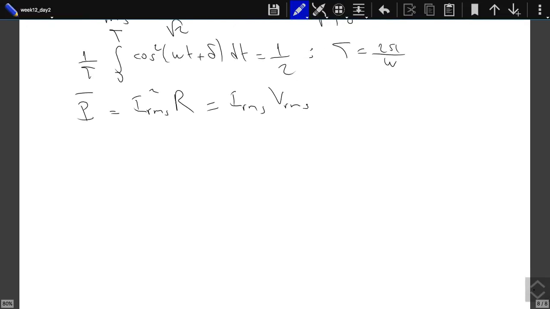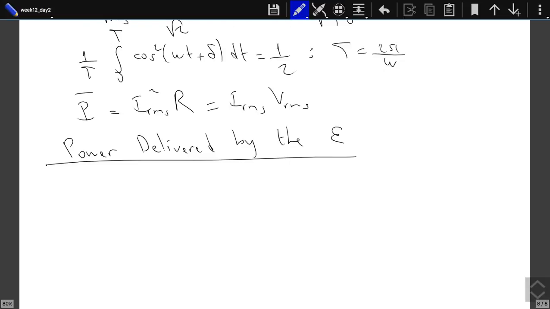Any questions? Now let's look at one more interesting thing, the power delivered by the EMF source. We had defined the power delivered by the EMF source to be I times epsilon. That was the definition of the EMF. The EMF is the energy given per unit charge. So if you have lots of charges passing through your EMF source, you just multiply the EMF by the charge. That gives you the total work done by the EMF source. The power is the work done per unit time, so it will be the EMF multiplied by the charge per unit time, but that charge per unit time is nothing but the current running through your EMF source.